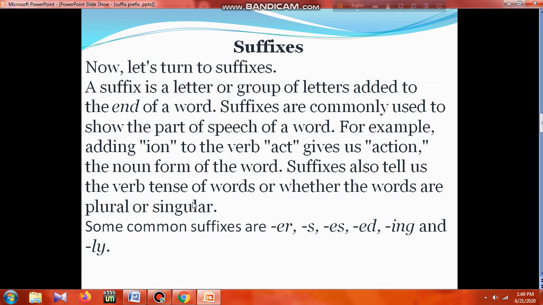Suffixes also tell us the verb tense of the words, or whether the words are plural or singular. So at once they can show us the numbers, the right forms of verbs, or the parts of speech, whether it is a noun, adjective or adverb, or whether they are singular or plural, past form or present form. Simply, suffixes are the letter or group of letters which take place at the end of the word, and they show us whether the words are nouns, adjectives, singular or plural, or what the form of the verb is.